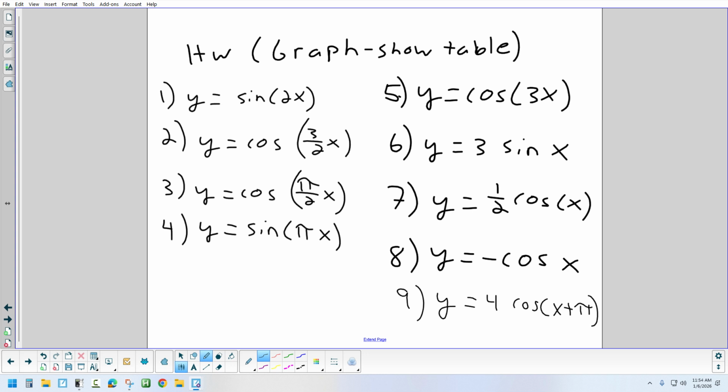Okay, so number 9, that's a multi-step. Okay, so there's 9 questions. For each question, make sure that you show the table and you show the graph. That wasn't a problem last night. I think everybody had both. Make sure you do the same thing this time.